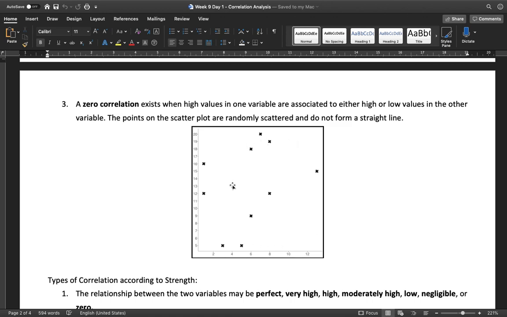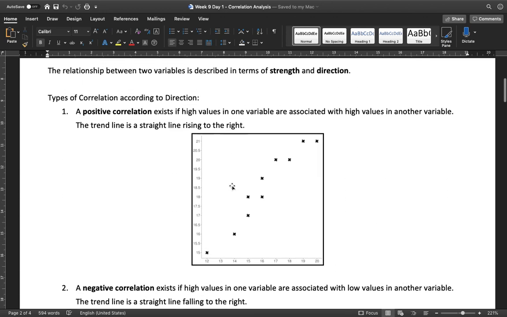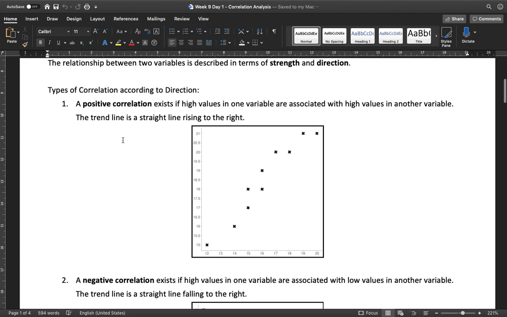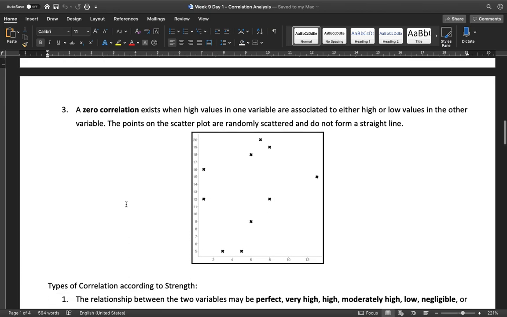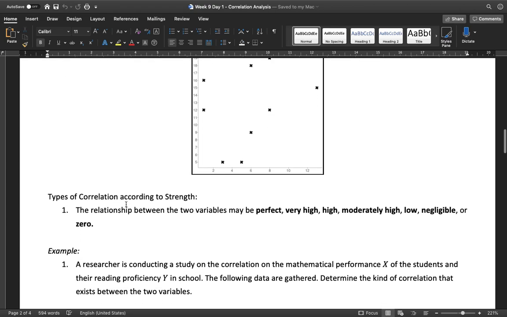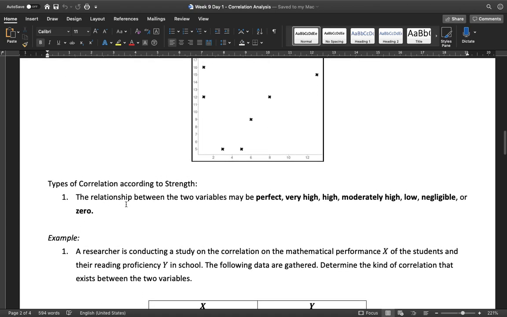Pag ganun, zero correlation siya. Again, ang correlation natin according to direction is positive, negative, and zero correlation. We can also classify the types of correlation according to strength. It could be perfect, very high, high, moderately high, low, negligible, and zero.